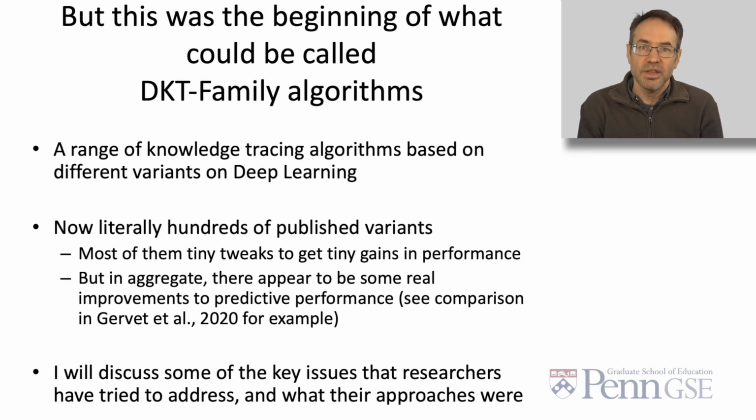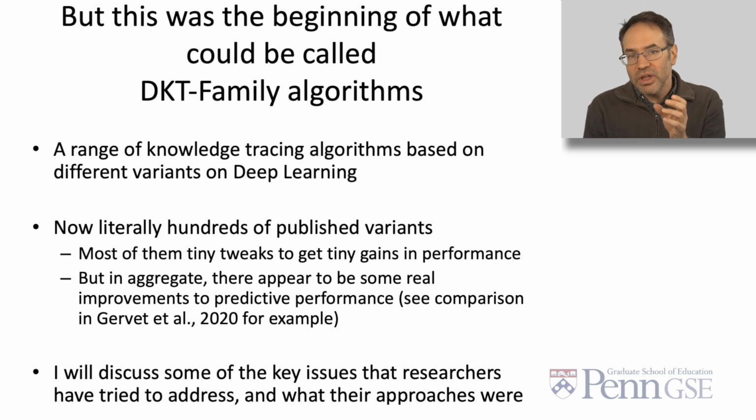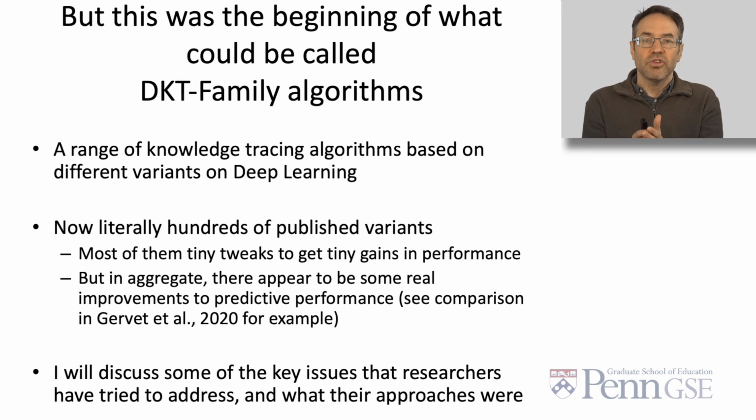But it turned out to be the beginning of what could be called DKT family algorithms, a range of knowledge tracing algorithms based on different variants on deep learning. At this point, there's now literally hundreds of published variants, most of them tiny little tweaks to get tiny little gains in performance. But in aggregate across the hundreds of publications, there appears to be some real improvements to predictive performance. There was a comparison between various DKT family variants and more classical algorithms, for example, in Gervet et al. 2020, that showed pretty conclusively that the DKT family really is getting better performance.